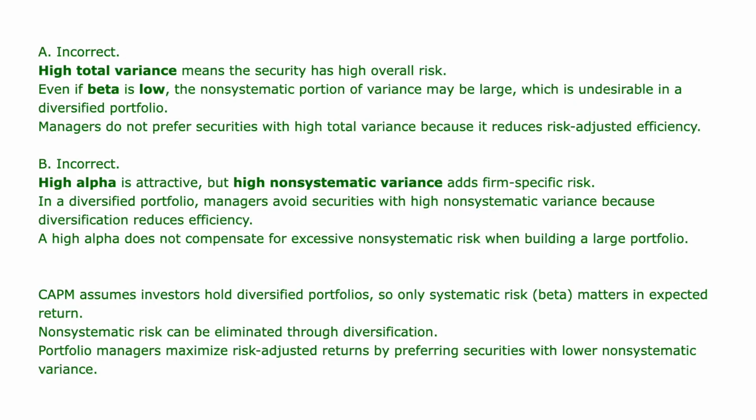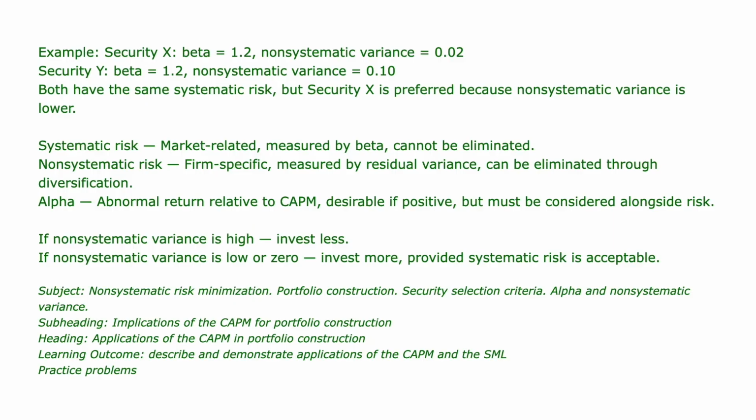B. High alpha is attractive, but high non-systematic variance adds firm-specific risk that reduces portfolio efficiency. Alpha doesn't compensate for excessive diversifiable risk. Example: same beta, same systematic risk, lower non-systematic variance equals preferred. The goal is to minimize diversifiable risk for the chosen systematic risk level.